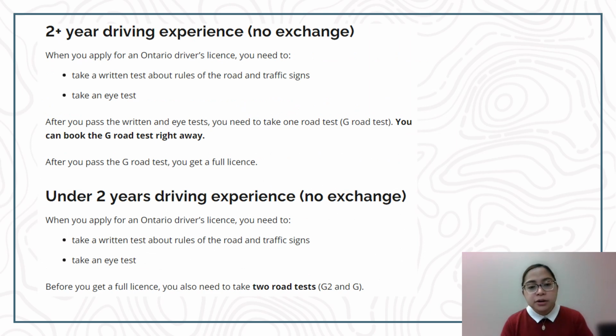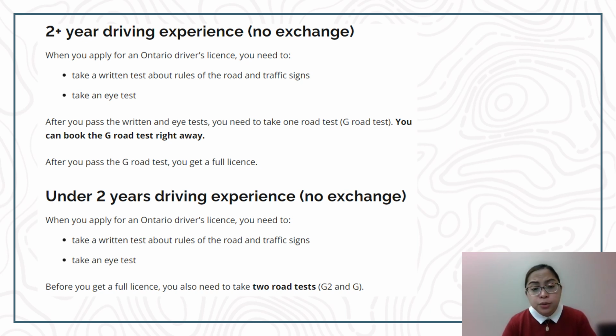So since I already have more than 2 years of driving experience, I just took a written test. That's the knowledge test, and then the eye test, and I passed both of those tests. So I already took my G test without even taking the G2 road test. So I got my full license in less than a year, in just a couple of months.